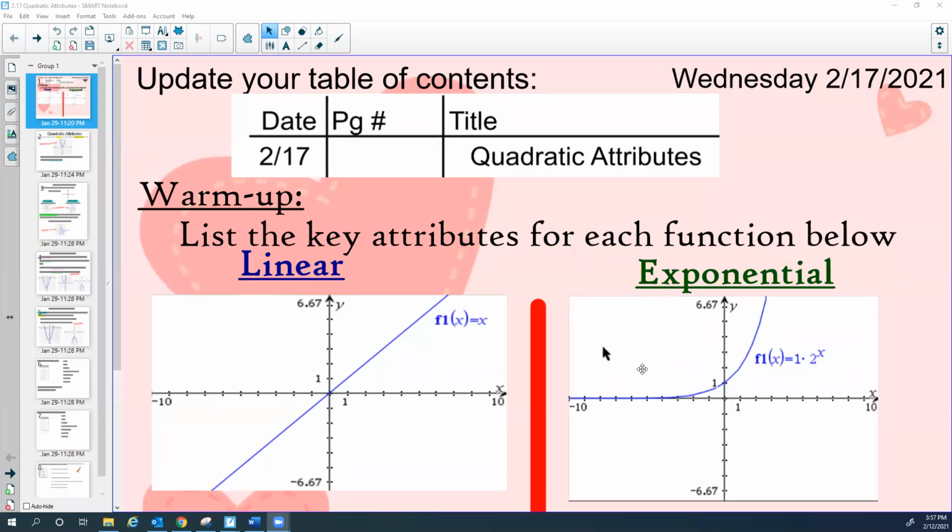All right, everybody, today is Wednesday, February 17th. Go ahead and pause the video, update your table of contents, and name some key attributes of these two functions.